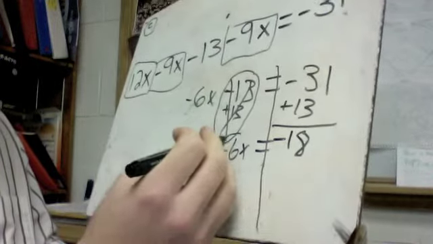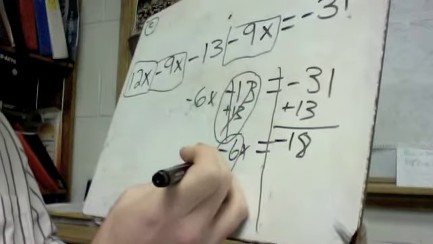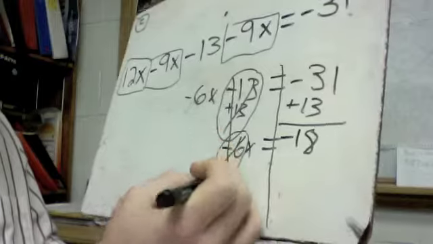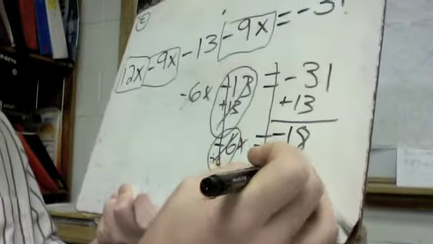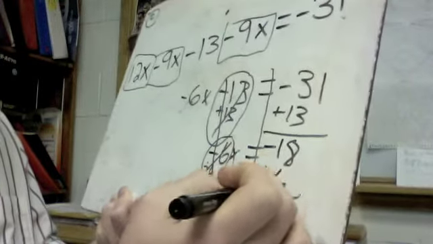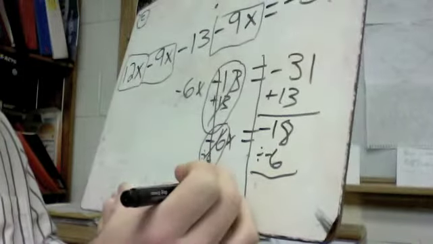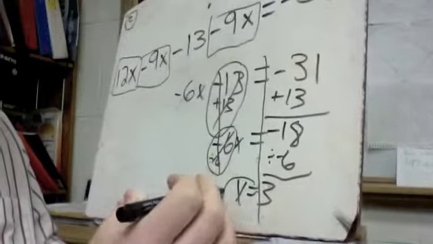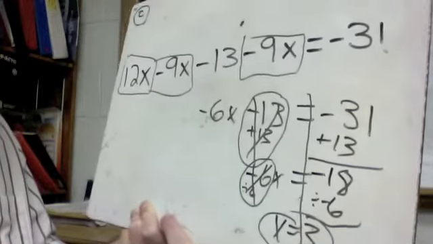Inverse operation, times negative 6, I should say. So we need to divide by negative 6, which cancels out. Divide this by negative 6. Negative divided by a negative is going to be a positive, so we will just have x equals 3. Here's our answer, but we need to check it first.